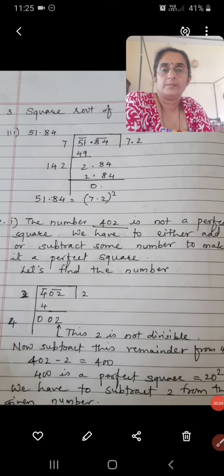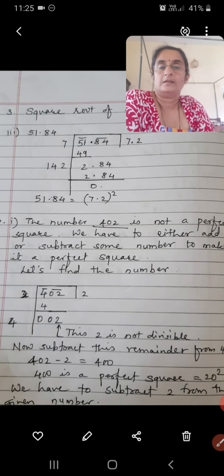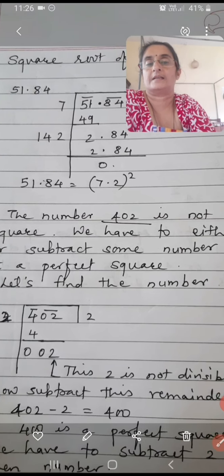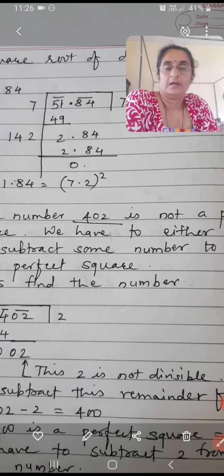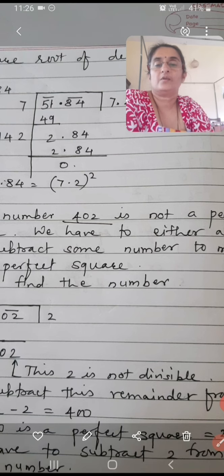We have learned 3 methods of finding out the square root of a number. The first one is repeated subtraction, then prime factorization, and then the division method. Here in this question, we are going to find out the square root of a decimal number. We are going to use the same method we used in the previous question, that is the division method. Make groups of the given number, 51.84. How many digits are there? 4 digits. So groups of 2 will do. The first group is 51, the second group is 84. Now what is the first thing we are going to do?